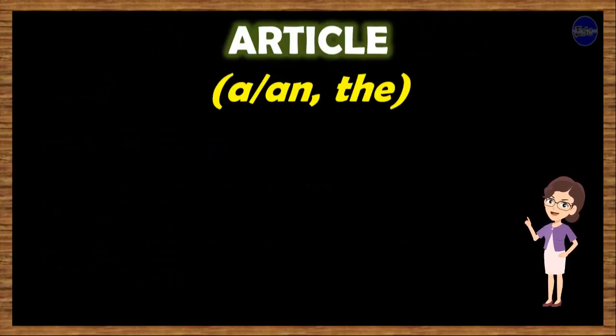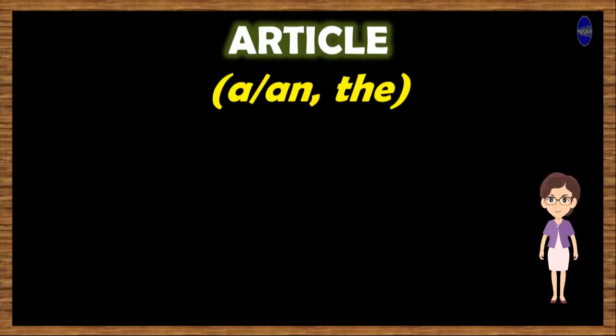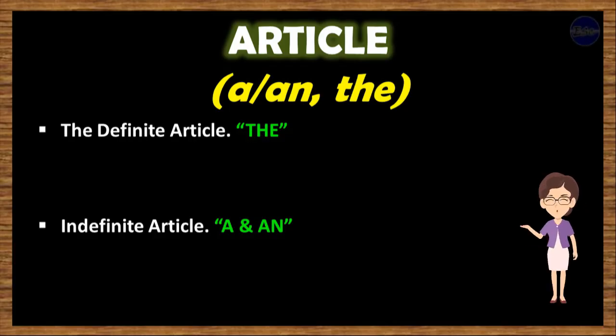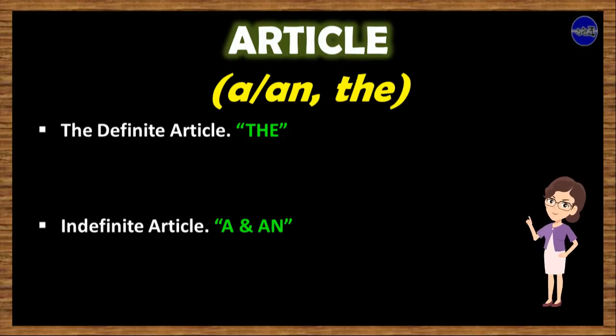Articles. The articles are the words a, an, and the. They define whether something is specific or unspecific. There are two types of article. They are the definite article, that is the, and the indefinite articles, a and an.